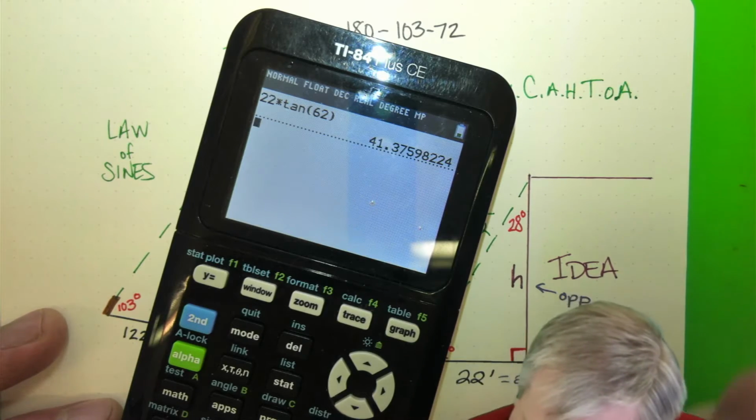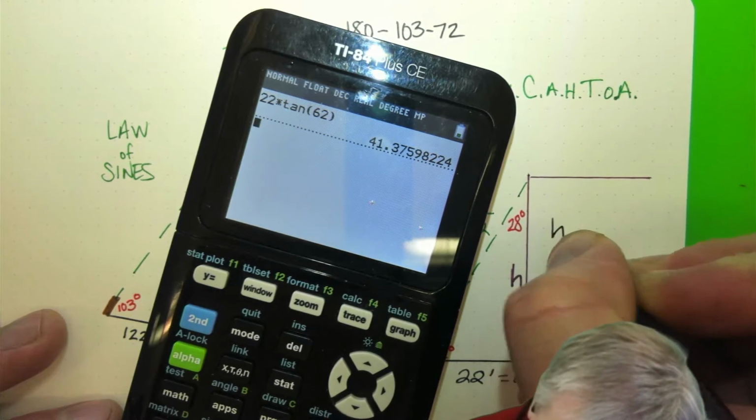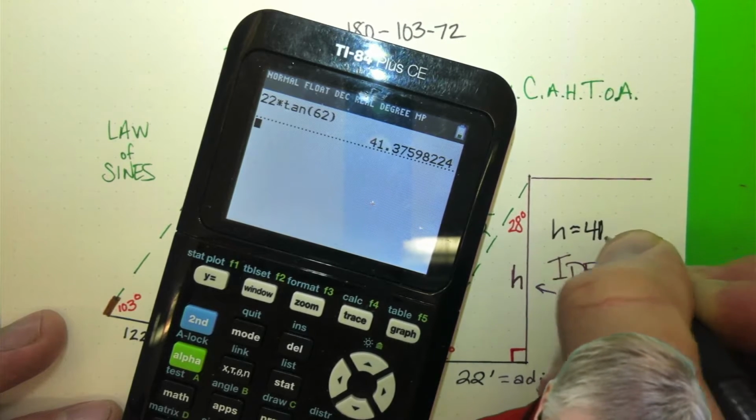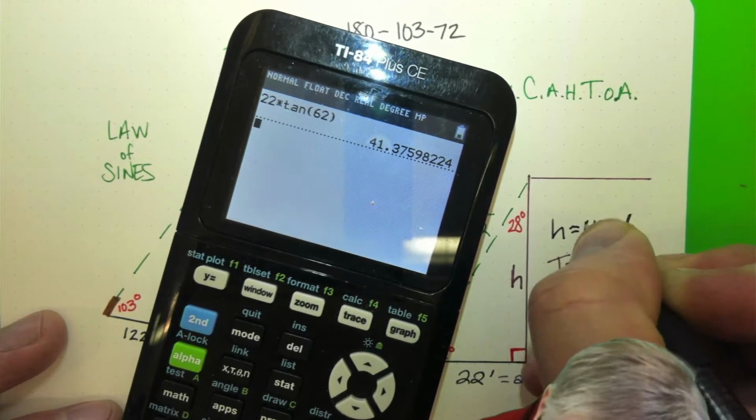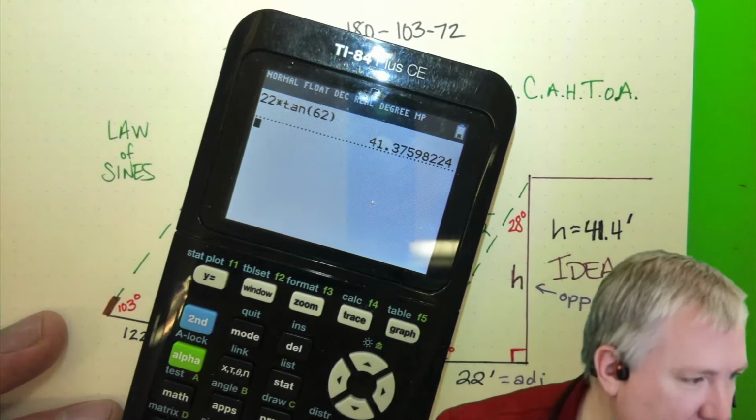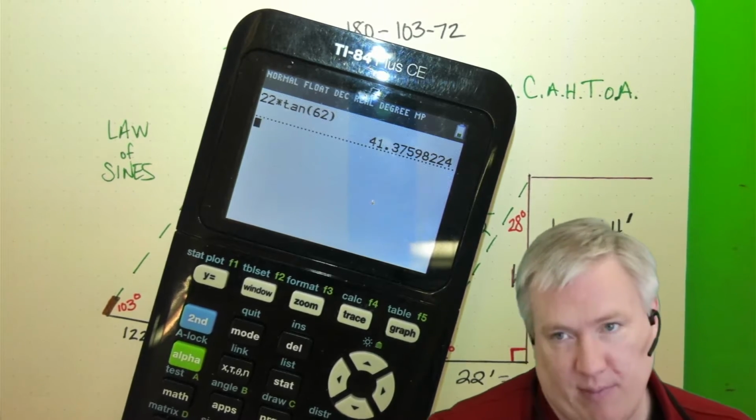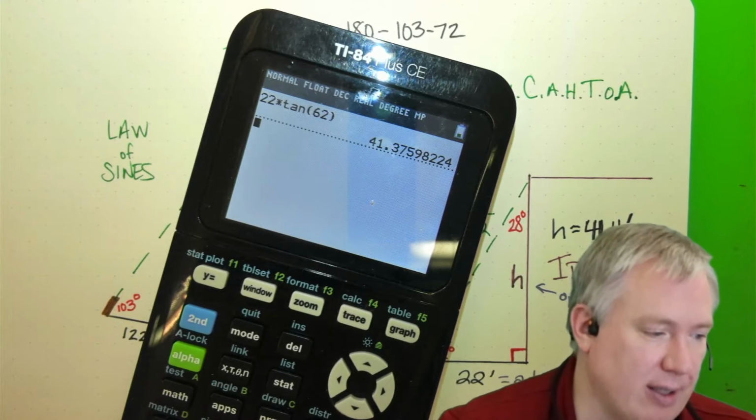Okay, and so I get that my height is approximately 41.4 feet. That was a weird one, but there you go. That's approximately my height, the height of the object, according to my measurements and calculations.